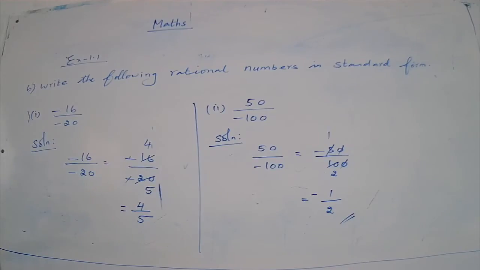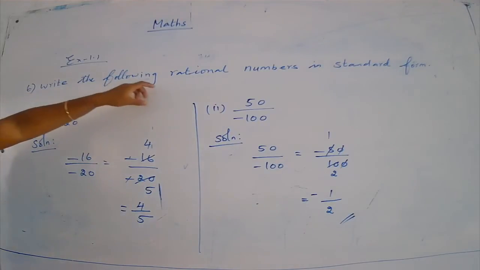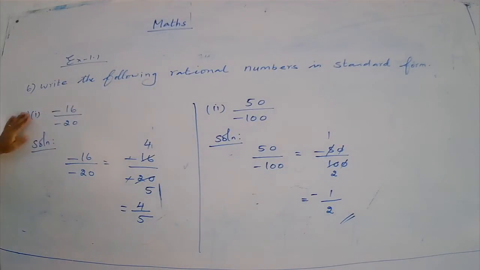Okay children, now you copy it in your classwork note. Take your classwork, then write it. 2 sums are there. Sixth question: write the following rational numbers in standard form. First question is minus 16 upon minus 20.